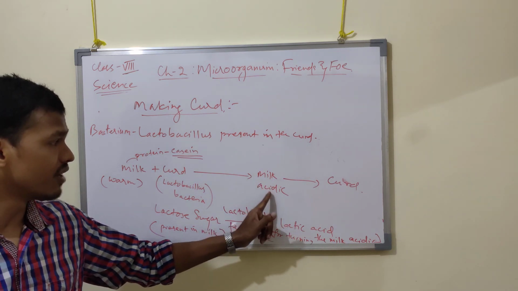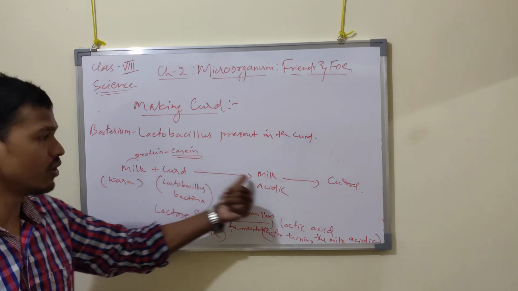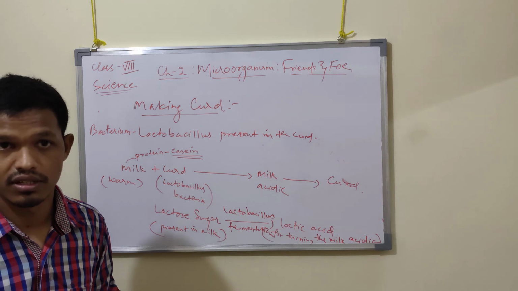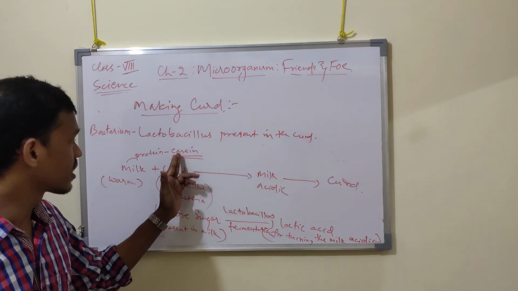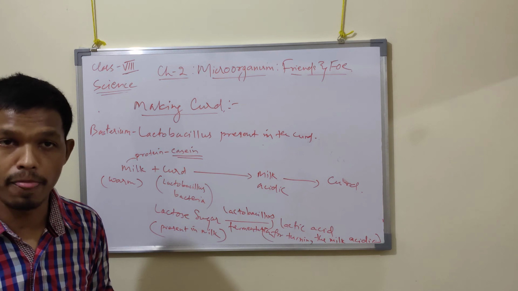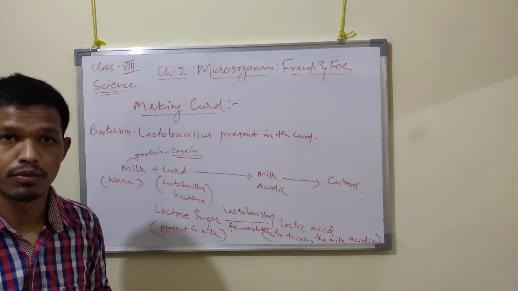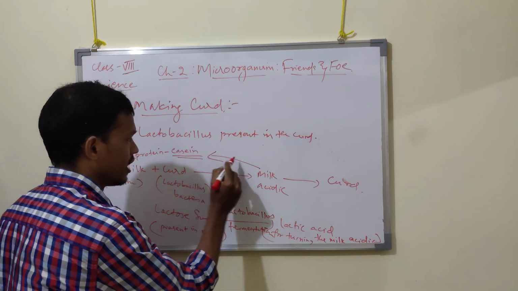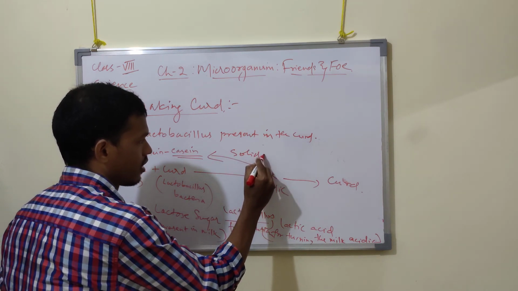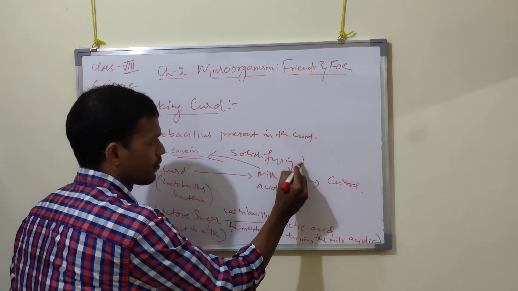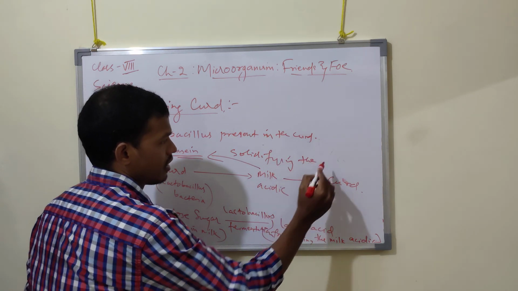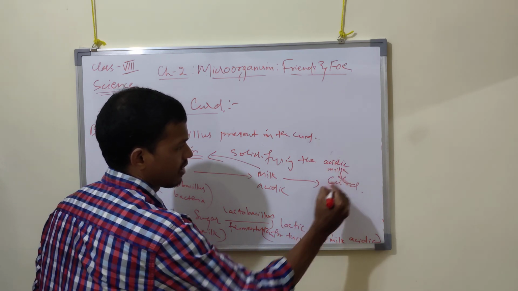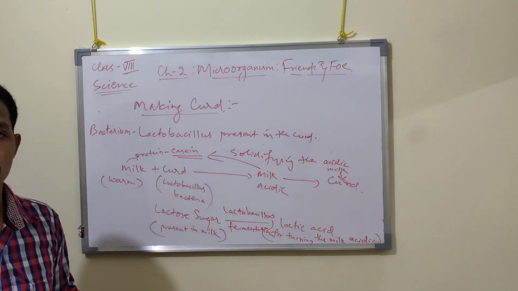After the acidic form, only then will this casein work. In acidic form only, this casein will carry out its further process. Without the acidic form, casein will not solidify the milk product. After the acidic form, casein carries out its process in solidifying the acidic milk to convert it into curd. Got it now?